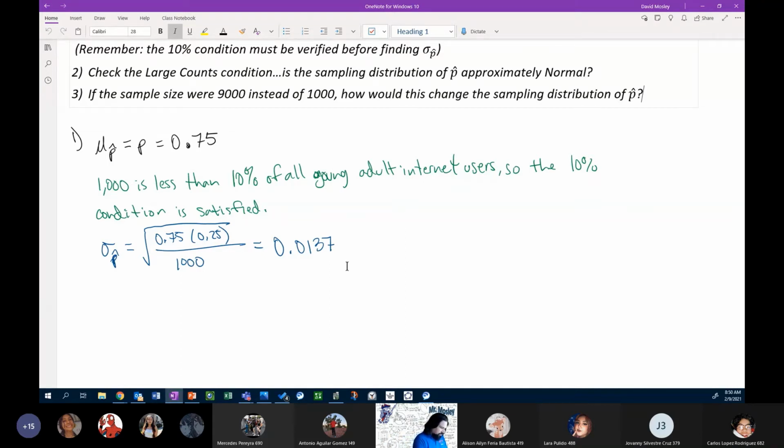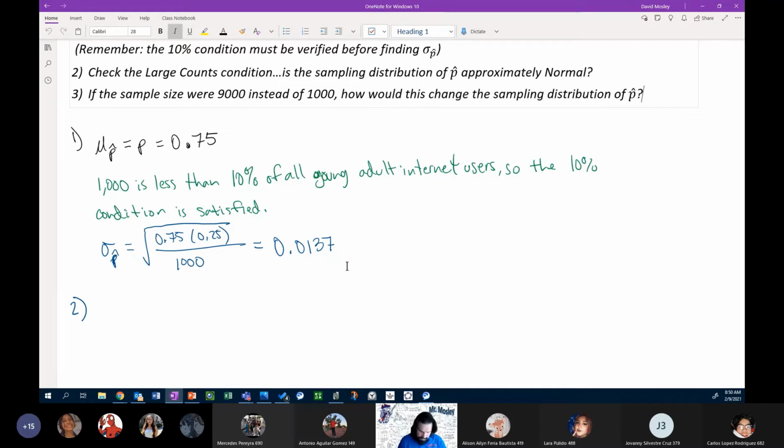So now let's move on to number two. Number two is check the large counts condition. Is the sampling distribution of p hat approximately normal? Again, the large counts condition says that I have greater than or equal to 10 successes and greater than or equal to 10 failures. We just need to confirm that that holds.